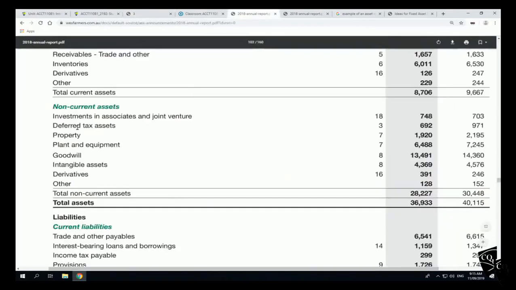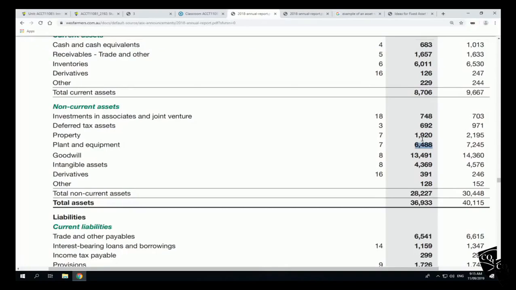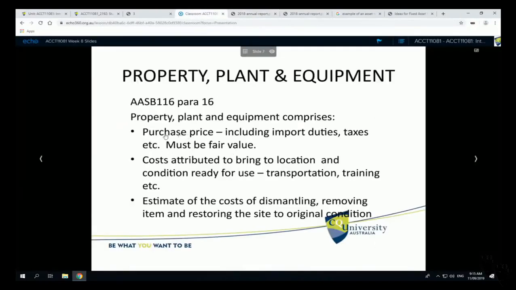So when you're looking at your firms and their property, plant and equipment, and you're looking at these values, remember that those values were originally recorded at cost, which included all of those three items: the purchase price, plus any other expenses or costs to make it ready for its use, plus an estimate of the cost for dismantling, removing and restoring the site to an original condition. Okay, so they're the three components according to the standard.